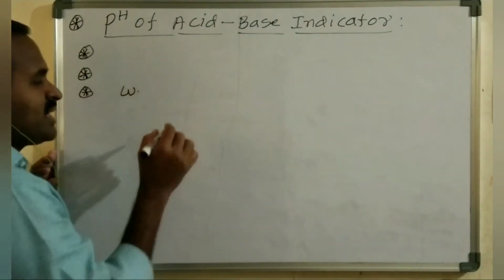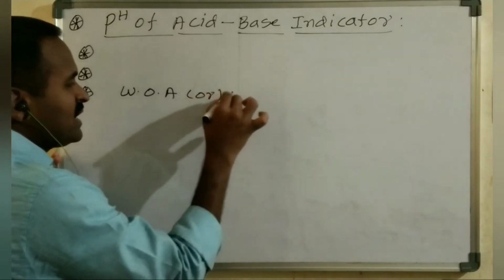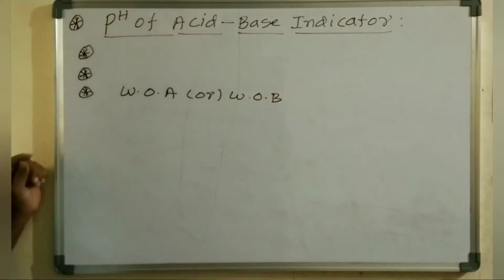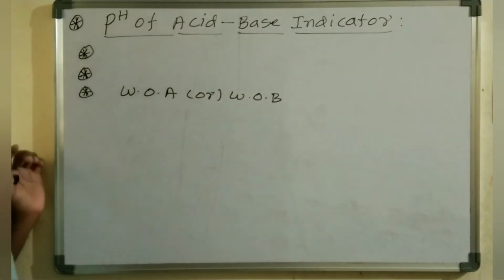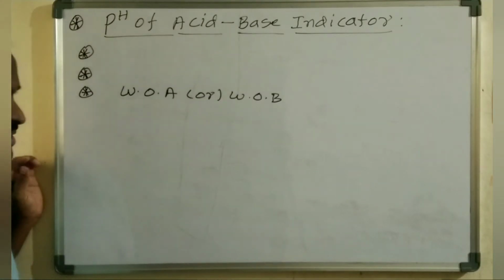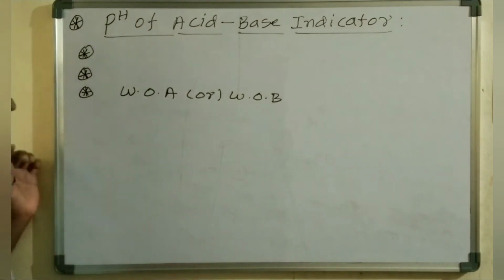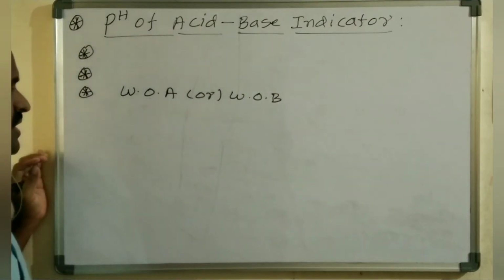These indicators are weak organic acids or weak organic bases. A weak organic acid or weak organic base will undergo some extent of dissociation. There exists an equilibrium between the undissociated molecule and the dissociated ions. That means there exists an ionic equilibrium. From that we can write down the dissociation constant, or the equilibrium constant.